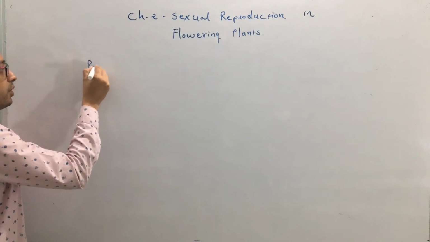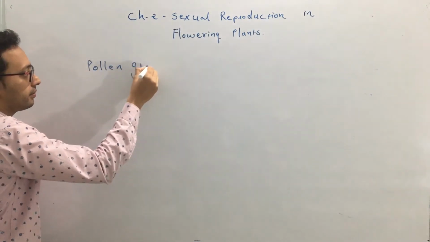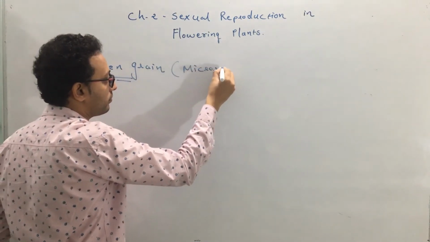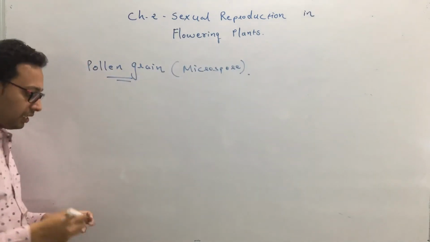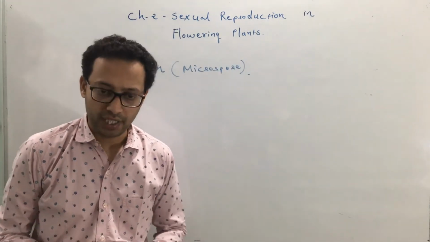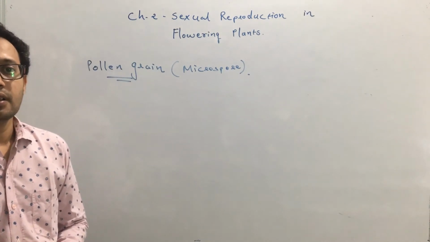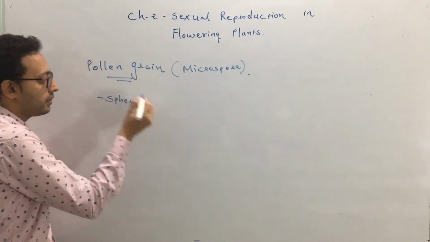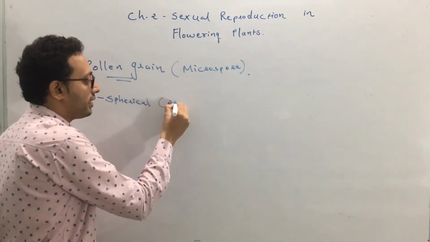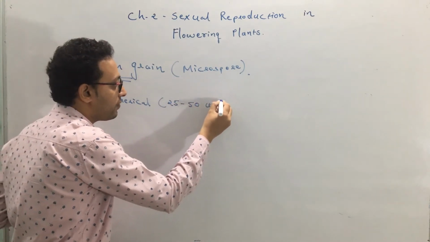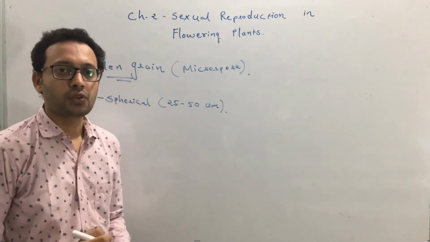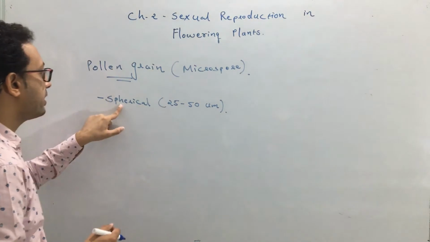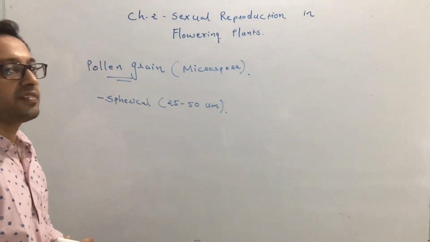So let's start with the characteristics of the pollen grain, or you can also call it a microspore. Okay, what are the characteristics and how does it look? If you see this pollen grain, usually it's spherical in shape, and the diameter of this spherical pollen grain is 25 to 50 micrometer, which means it's very small. So what is the shape of this pollen grain? It's spherical with a diameter of 25 to 50 micrometer.